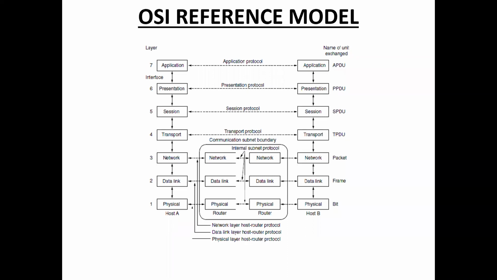Some of the devices like hub, repeater, modem and cables are all physical layer devices.